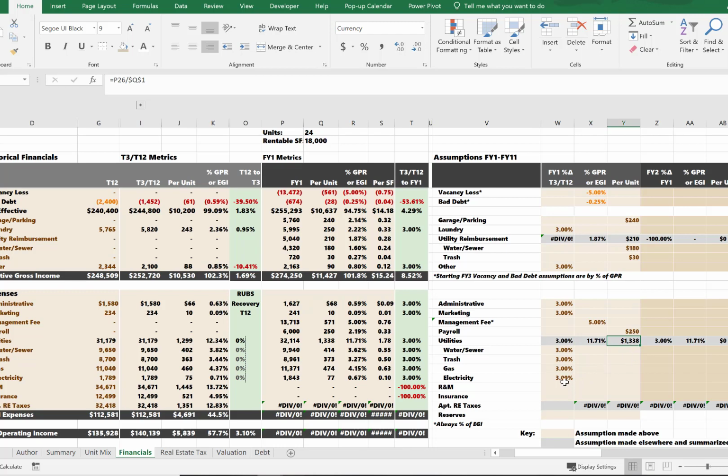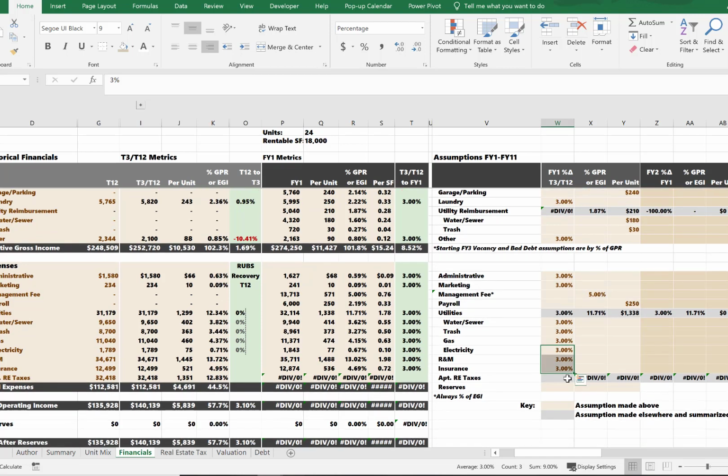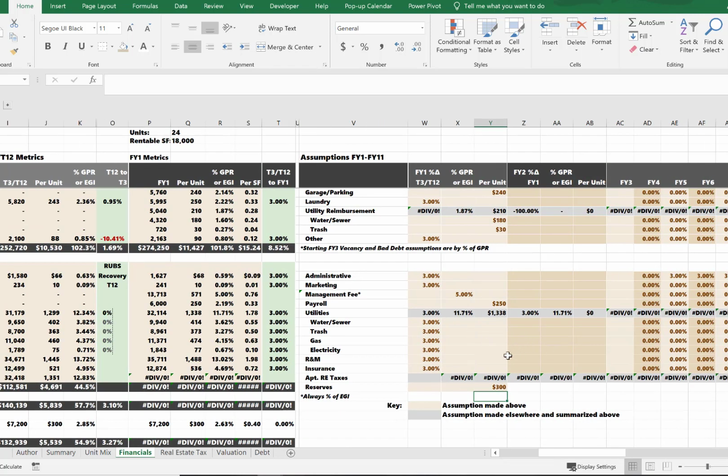So R&M, insurance, I'm going to grow at 3% as well. Apartment taxes is shown in error right now. We have a separate tab dedicated to that we'll get to shortly. And then reserves, I'm just going to set at $300 per unit. Reserves will stay at $300 per unit for the rest of the hold investment period from years 1 all the way through 10. So you don't need to enter that in anywhere else. And just there is a key below. So anything that's kind of this beige color, those are assumptions that you need to make. But anything that's gray, the assumption is made elsewhere and is just being summarized in the cells.